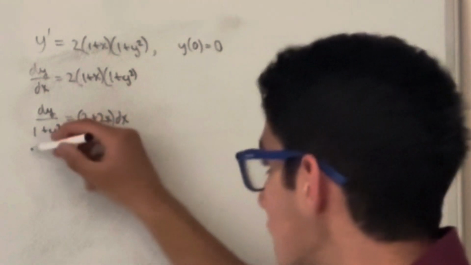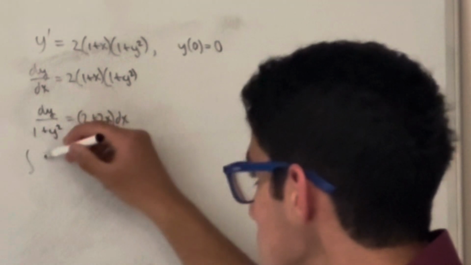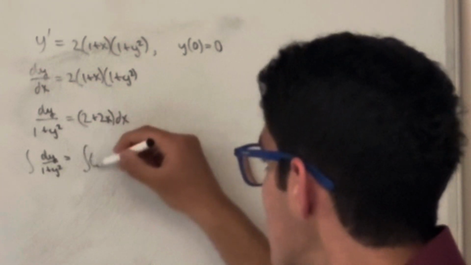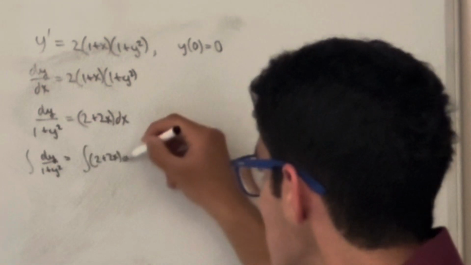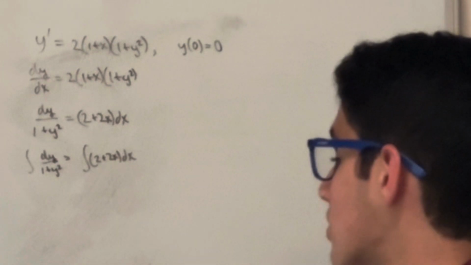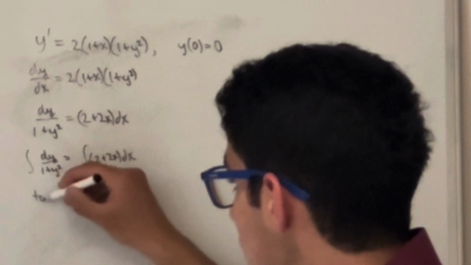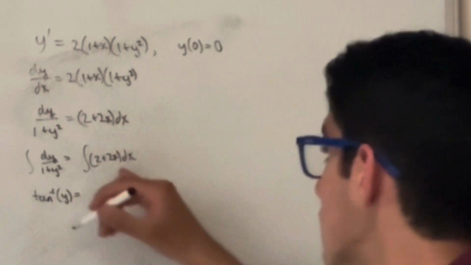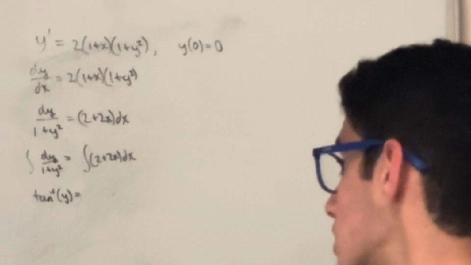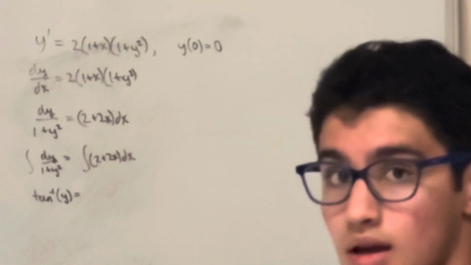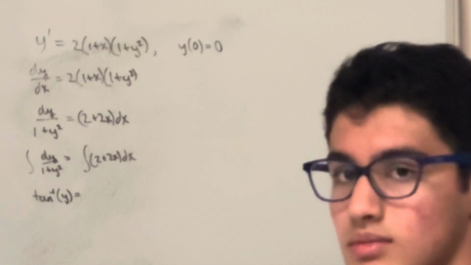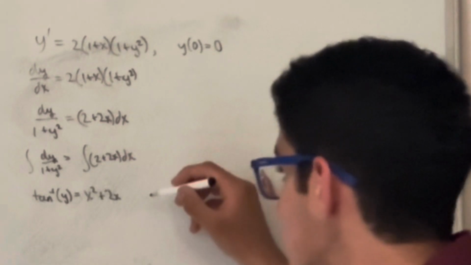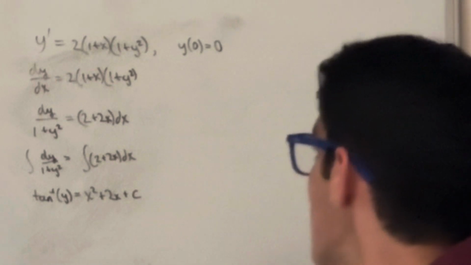Anyway, continuing, we'll get the integral, right? So we integrate both sides, dy over 1 plus y squared. Over here we have the integral of (2 plus 2x) dx. Left hand side, you should probably be able to recognize this. This is arctan, so inverse tan of y. Over here we have the integral of 2x is x squared. The integral of 2 is 2x. Sorry, so it's x squared plus 2x. And then there's going to be a constant as well, so that's going to be plus c.